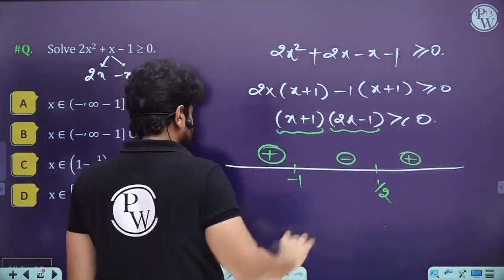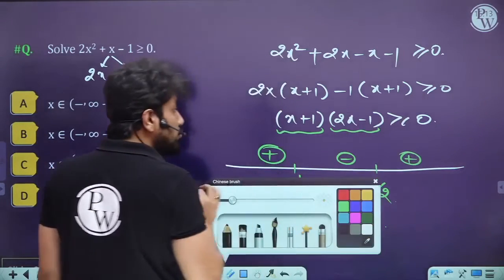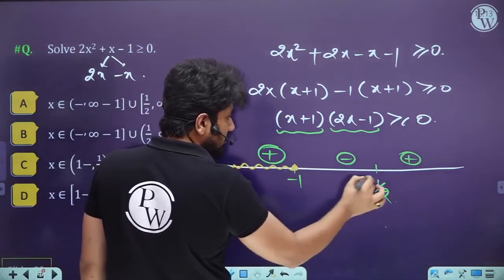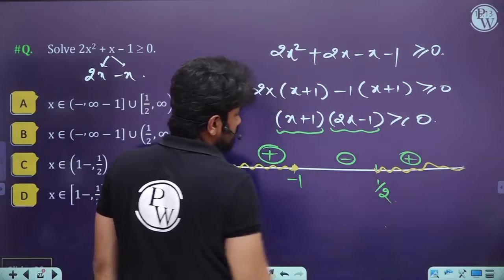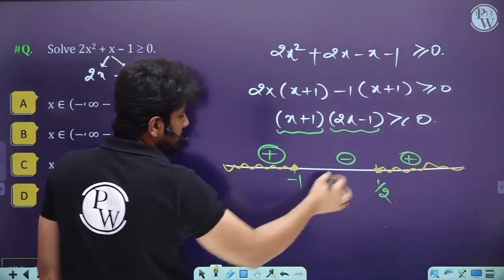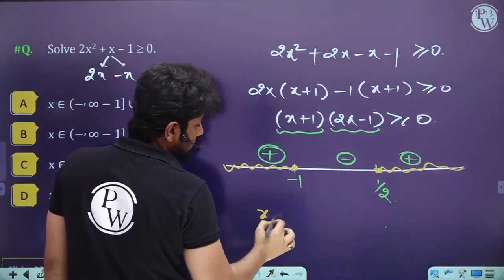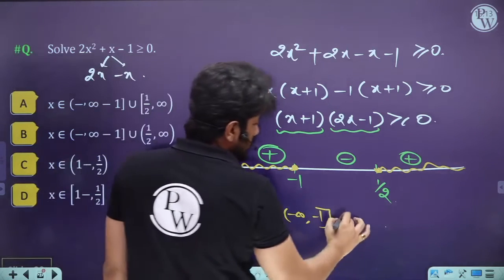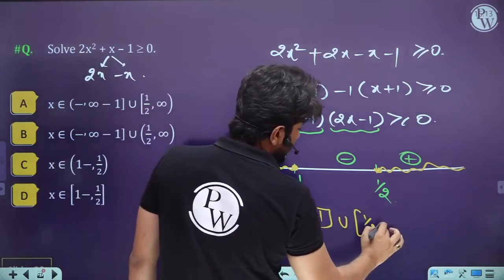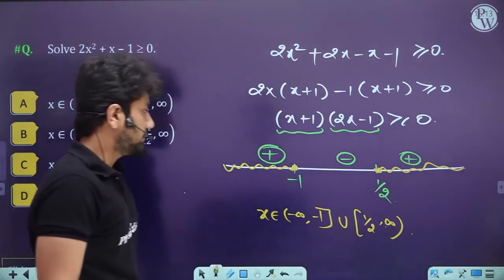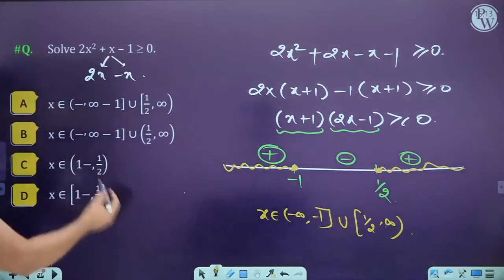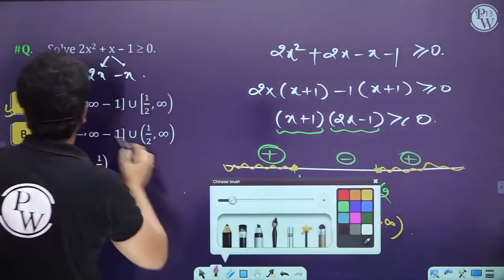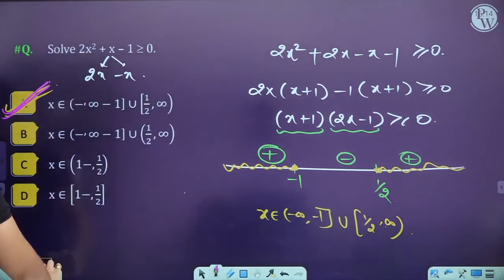Okay, what are we looking for? We are looking for greater than or equal to 0. There's an equality. So this portion and this portion. There will be close bracket because there's equality. So x belongs to minus infinity to minus 1, close bracket, union, close bracket 1 by 2 to infinity. That will be our answer, which is option A. Option A is our right answer for this question.